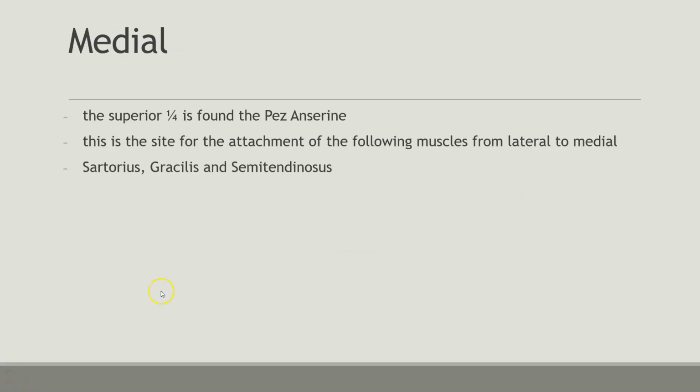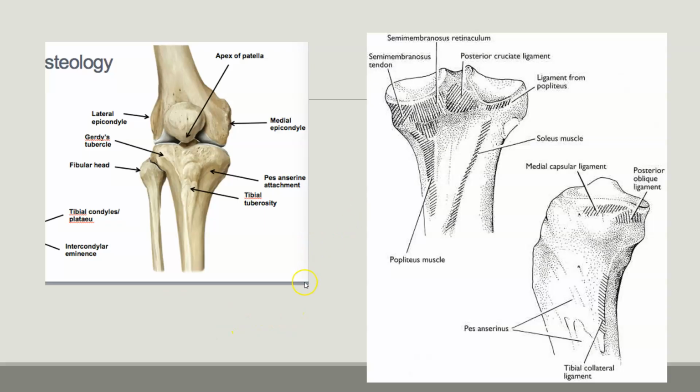Now, on the medial aspect of the tibia, we've already discussed this when we were looking at sartorius, for example, and gracilis. On the medial aspect of the superior quarter of the tibia is found this area called the pes anserine. That should be an S, not a Z. This is the site for the attachment, of course, as we talked before, from lateral to medial: sartorius, gracilis, and semitendinosus, say Grace T, and we can see it in this area right here.